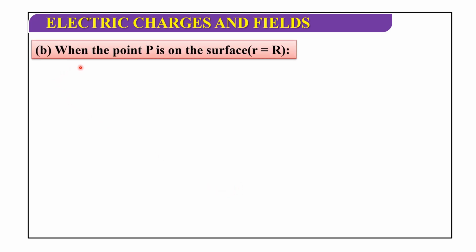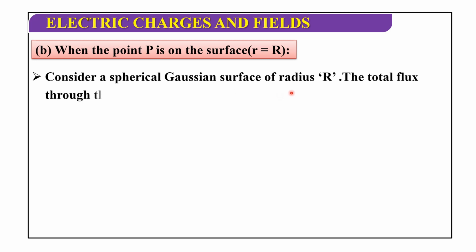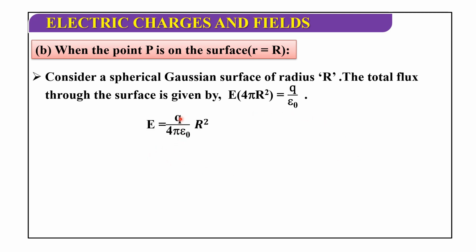Second case, when the point P is on the surface, that is r is equal to R. Consider a spherical Gaussian surface of radius R. The total flux through the surface is given by E of 4 pi R square is equal to q by epsilon naught. So, E is equal to q by 4 pi epsilon naught into R square. So, E is equal to sigma by epsilon naught. Sigma is equal to q by A, nothing but 4 pi R square. So, sigma is equal to q by 4 pi R square.